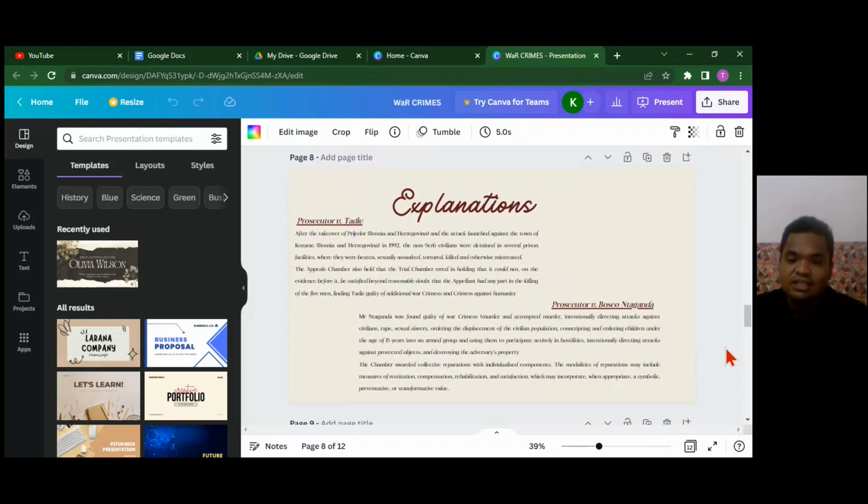The chamber awarded collective reparation with individualized components. The modalities of reparation may include measures of restitution, compensation, rehabilitation, and certification, which may incorporate, when appropriate, a symbolic, preventative, or transformative value.